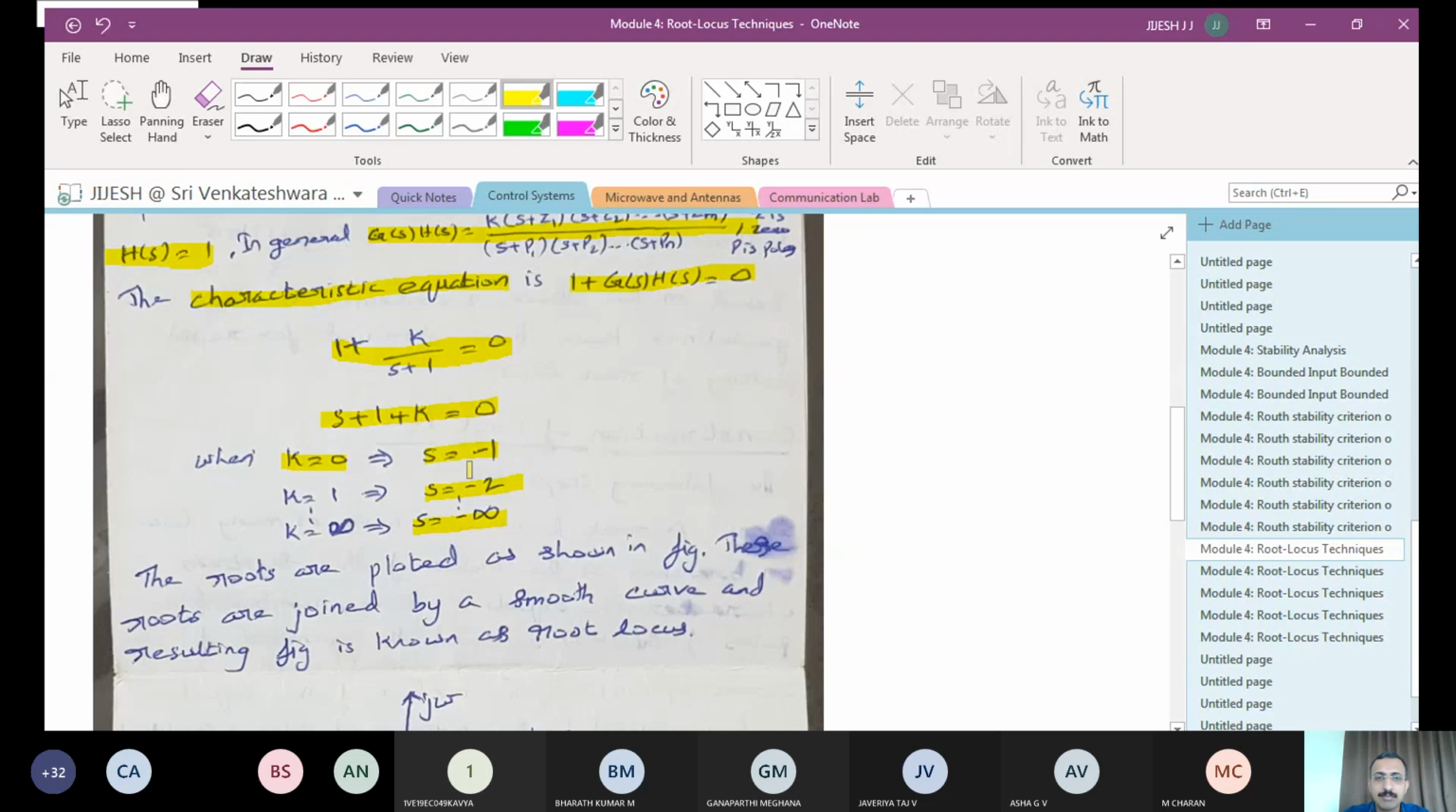So you can see that it is minus 1, minus 2, minus infinity. So the roots are placed in the figure. I will show you that these roots are joined by a smooth curve and the resulting figure is known as the root locus. This is just a very brief introduction to the root locus. You got the roots minus 1, minus 2 and minus infinity.